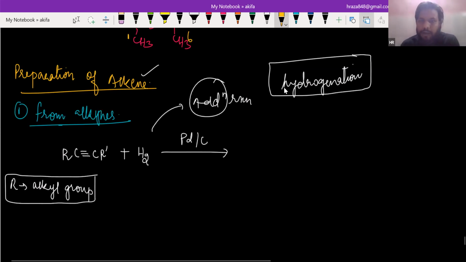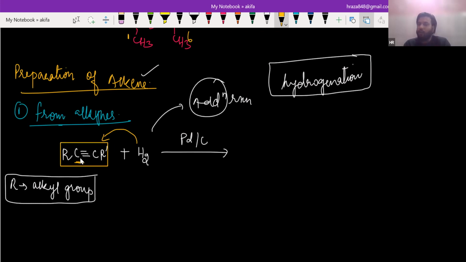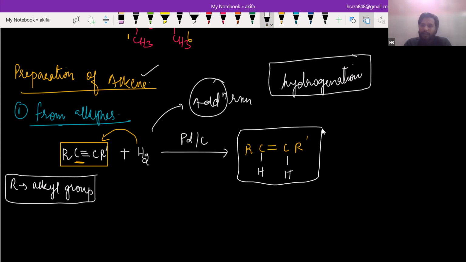And you know that carbon makes only 4 bonds, and here carbon already has 4 bonds. If you add this H2 to this compound, the existing bond will be broken. So it will be R C double bond C R dash, and hydrogen will be inserted like H and H. So you can see this is an alkene, right? So we prepare alkene from alkyne in this way.